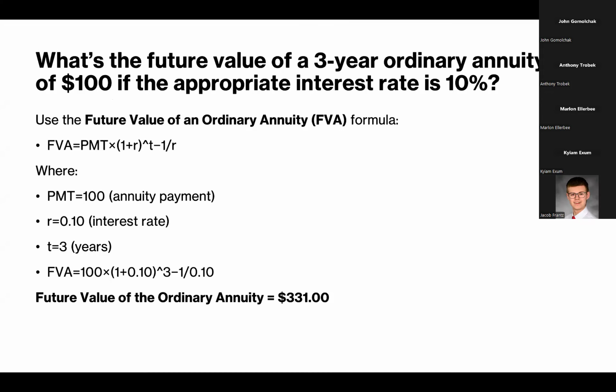So this question was, what's the future value of a 3-year ordinary annuity of $100 if the appropriate interest rate is 10%? So this one's a different formula than we've used so far. It was the future value of ordinary annuity, or FVA, formula. And I put that there. And then I showed underneath, where it says "where," what each value represents with the numbers that they gave us. And I plugged it into the formula and I got $331.